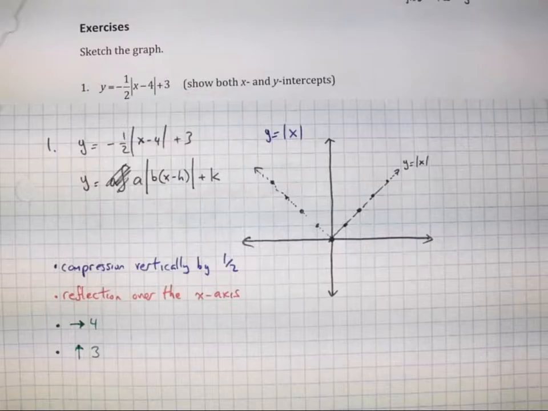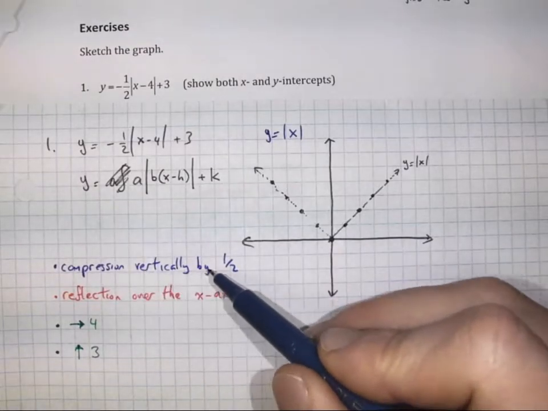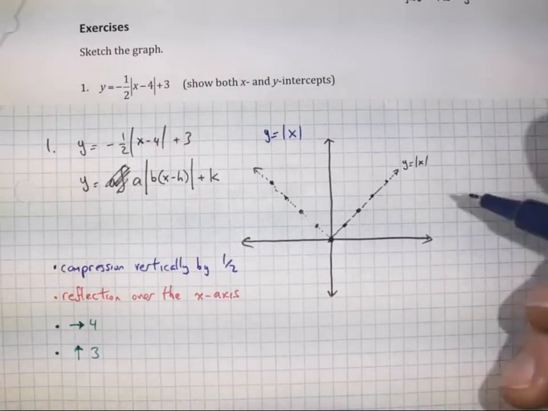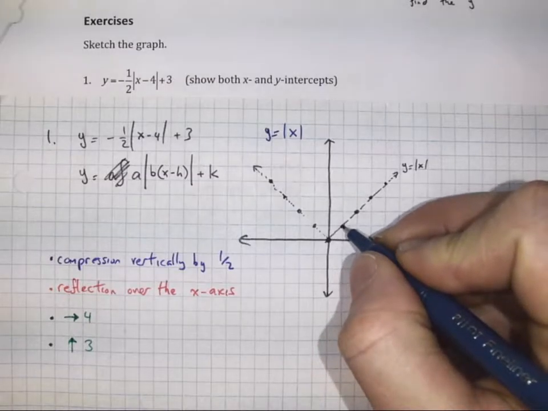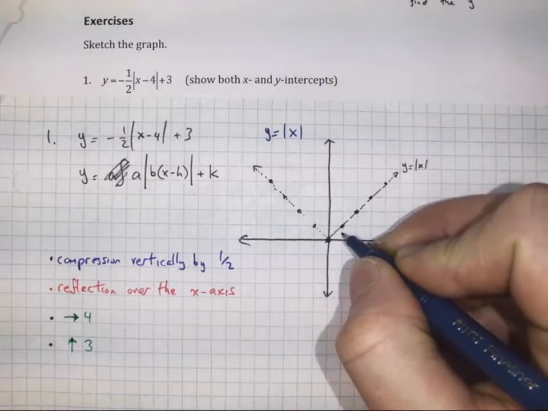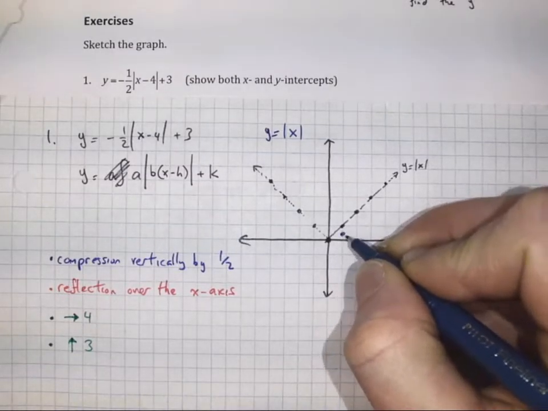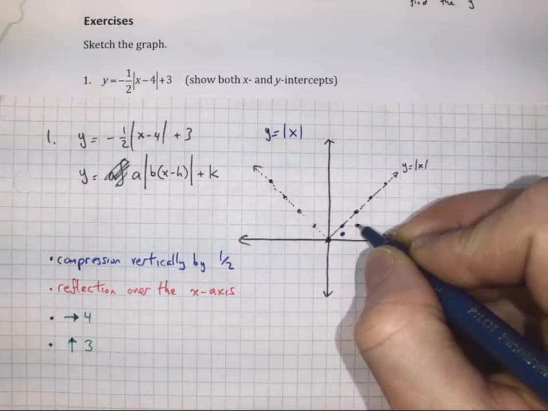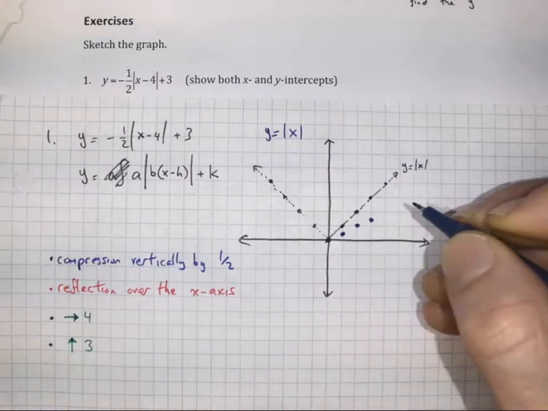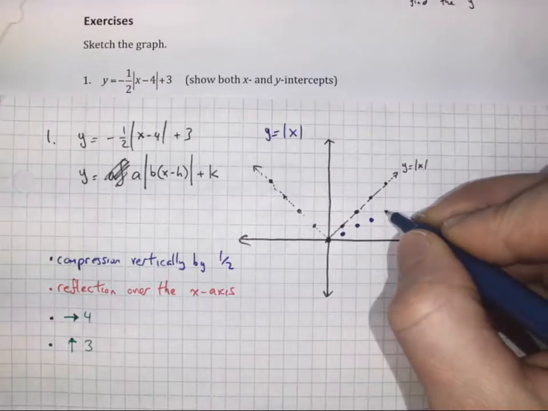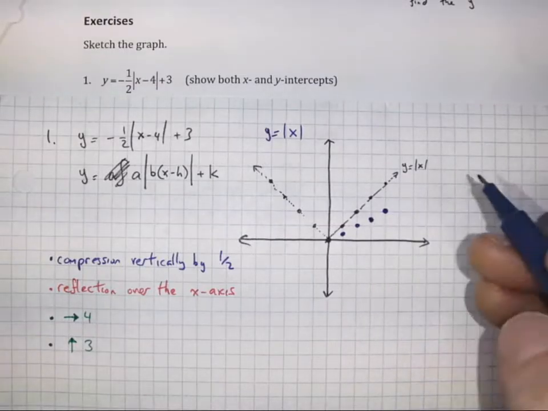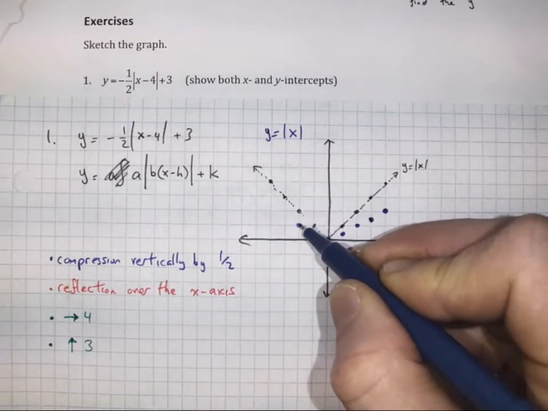All right. Now, I'm going to go through these one at a time. First, we'll compress vertically by a factor of a half. So I'm going to take each of my y values for each of my points. I'm going to divide it by 2. So I get 1 here. Half of 2 is 1. Half of 3 is 3/2 or 1.5. Half of 4 is 2. And I get a mirror image over here.